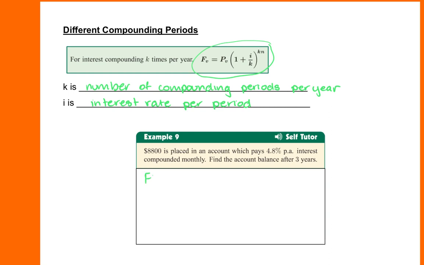So our future value equals our present value, 8,800, times 1 plus our interest rate, 0.048, divided by the number of compounding periods per year. So there are 12 months in a year because we're compounding per month. 12 times 3, because the formula says k times n. And that leaves us with a future value of 10,160.06.